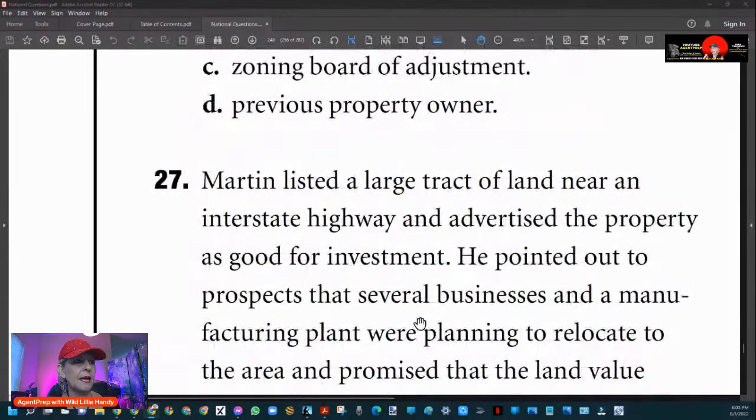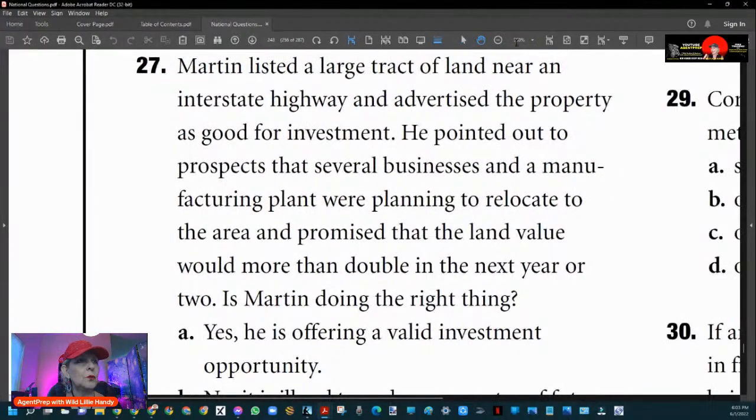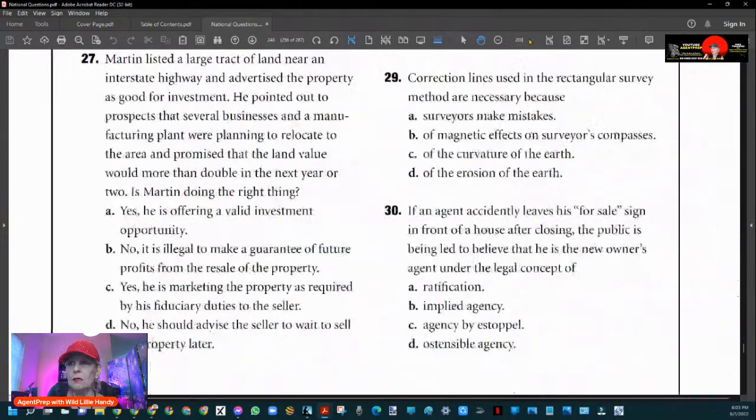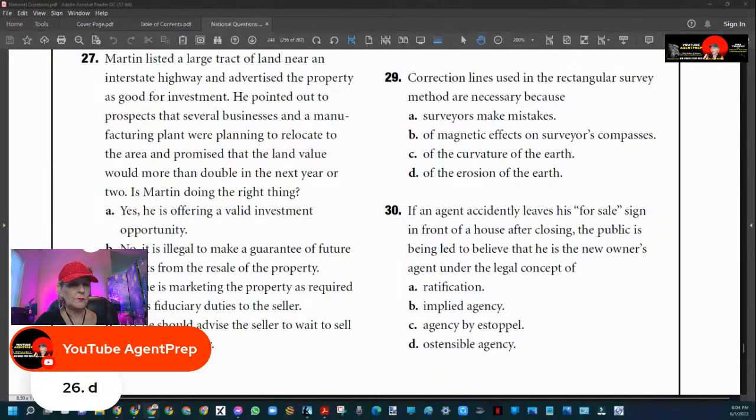Number 27. Ooh, I've got to really minimize this one. Wow. A long question. All right, number 27. Martin listed a large tract. Oh, I forgot to show the answer.